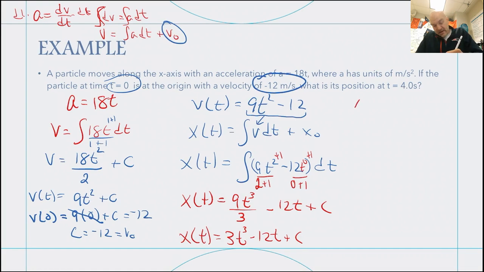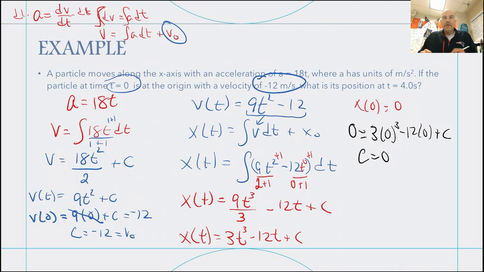But I know at t equals 0, it's at the origin. And so I take our function. So x of 0 is equal to, let's just call this 0. So 0 equals 3 times 0 cubed minus 12 times 0 plus c. Well, that makes our c equal to 0. And so now we have our position function. So x of t equals 3t cubed minus 12t.